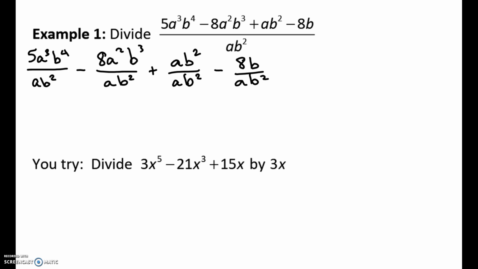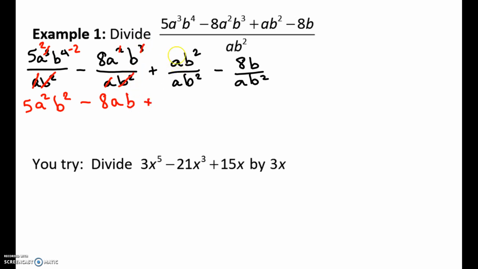Looking at this, the 5 just stays as it is in this first piece, but a cubed over a cancels, making that a 2, so I get a squared. And b to the fourth over b squared, we do minus 2, so I get b squared. Minus the 8 here just trickles down because there's nothing to divide with, but a squared divided by a would cancel, leaving me with just an a. B cubed over b squared gets rid of all but one of the b's.